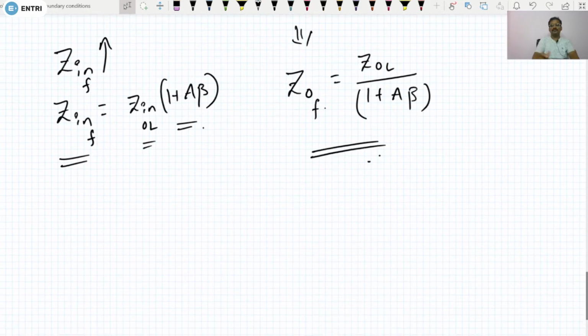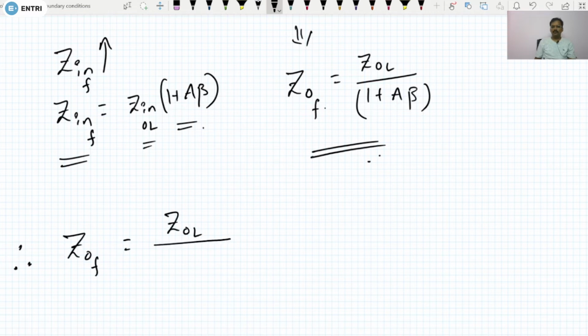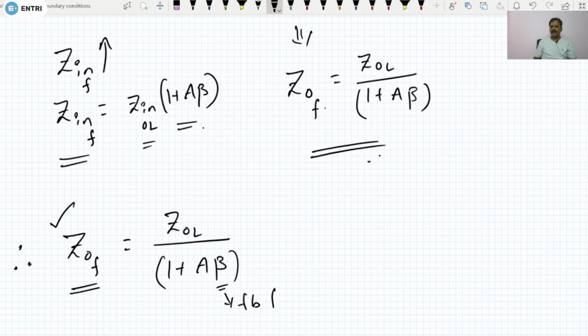So the output impedance with feedback: we got ZOL by 1 plus A beta. Now we have to analyze what happens to this output impedance with respect to frequency. For that, this beta is nothing but the feedback factor.